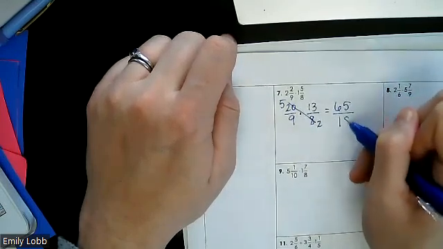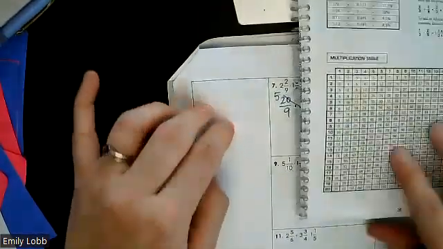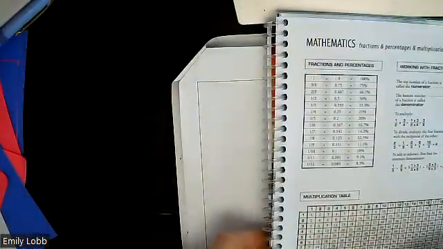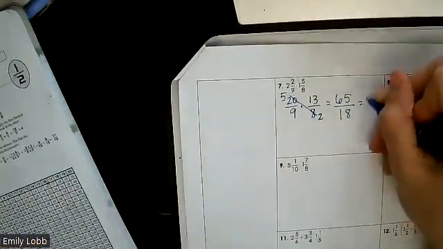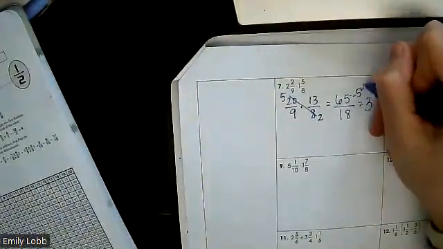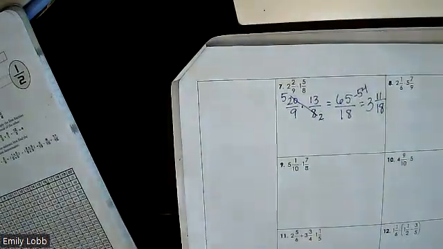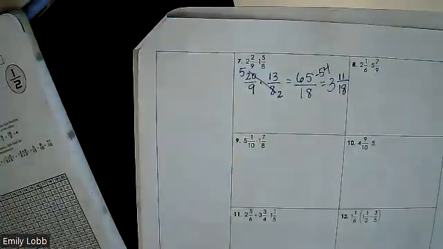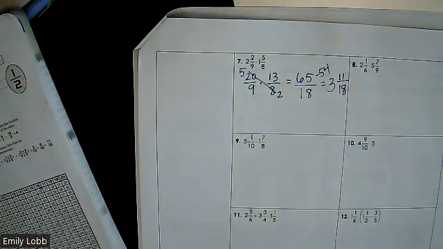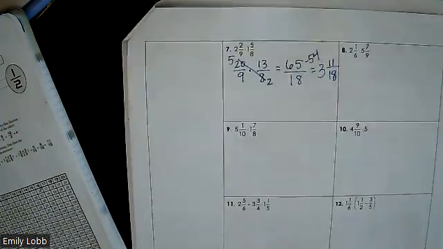9 times 2 is 18. So then I would follow my 18 until I got something close to 65 without going over. So 54 is how many times? 3 times. Good. Then I have 11 out of that 18. Can we please stop the excess chatter? They're driving me bananas.